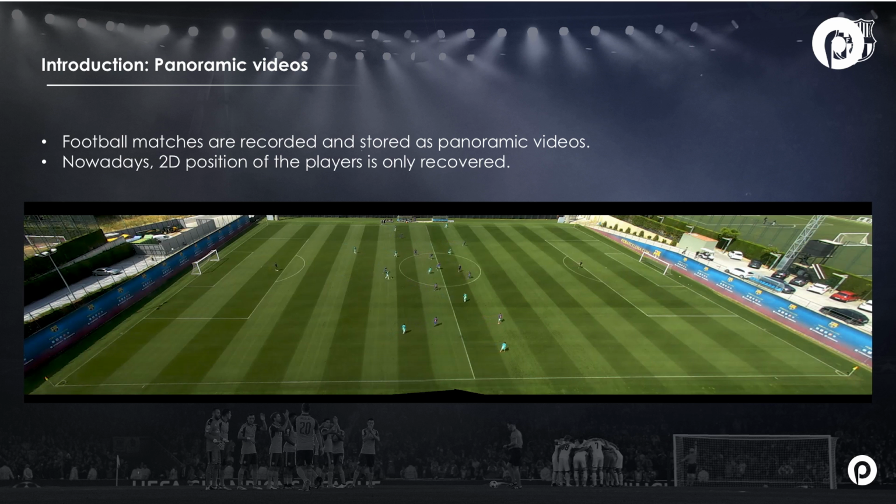The videos that we used in order to get the body orientation are panoramic videos, which have a fixed camera, which is not rotating, which is useful. In this project, we had a play between two teams from Football Club Barcelona. We recorded it in a panoramic video, and this is an example of it.